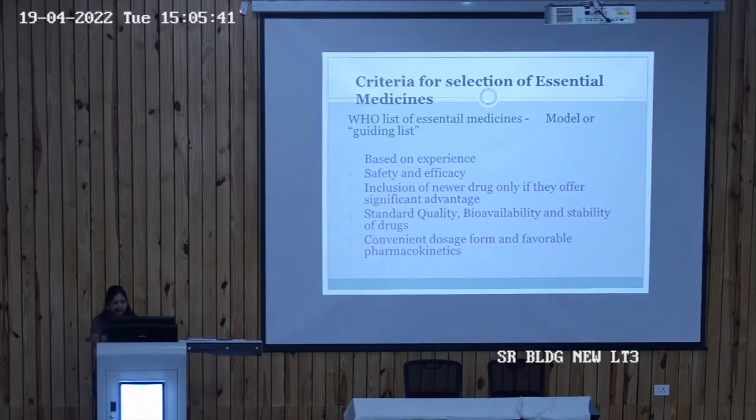Inclusion of a newer drug is only done if they offer a significant advantage over the previous drug. Standard quality should be there, bioavailability and stability of the drug should be there, convenient dosage form and favorable pharmacokinetics to improve the compliance. It should have the convenient dosage form and the favorable pharmacokinetics.